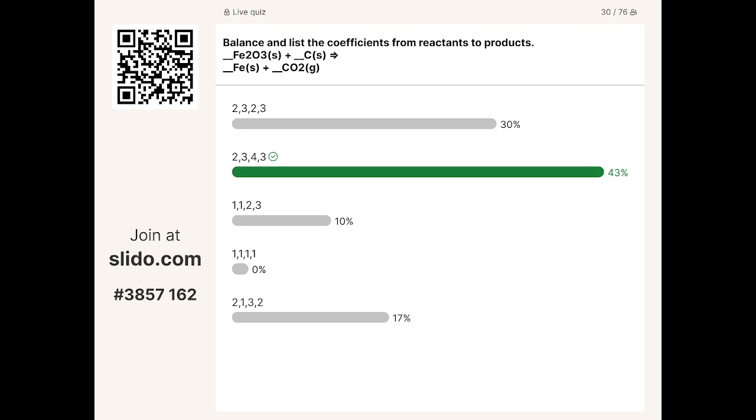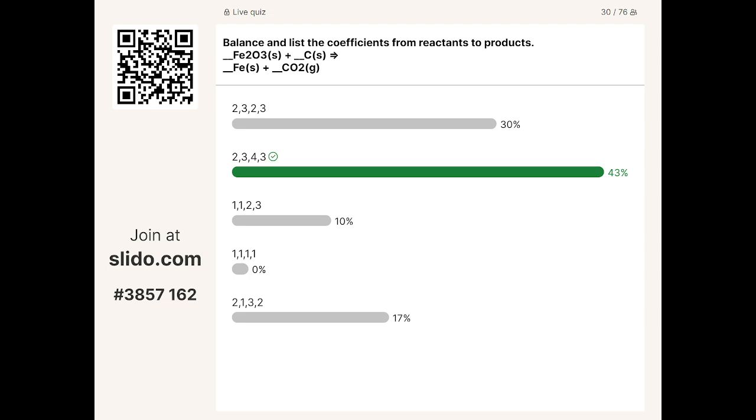Okay, so this answer right here. And so this one I'm actually going to have to go through a bit, and we're going to have to work this out a little bit. Okay, so the Fe2O3 is reacting with carbon, right? And we're producing Fe and then CO2.